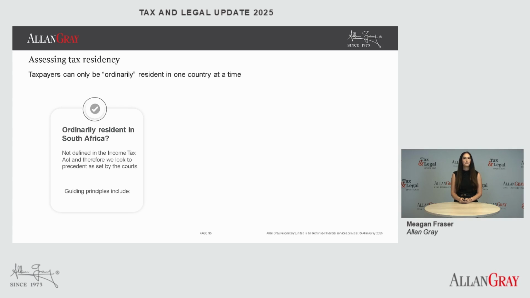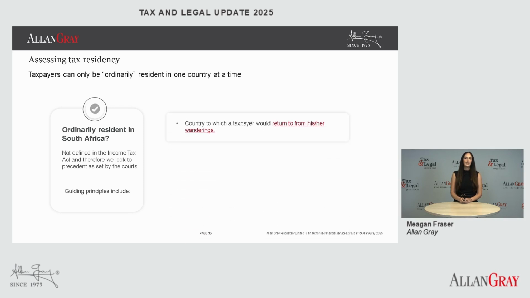The first thing to ascertain is whether or not a taxpayer is ordinarily resident in South Africa. A taxpayer may only be ordinarily resident in one country at a time, even though they may meet the definition of resident in more than one country. Put another way, a taxpayer can only have one primary country of tax residence. The concept of ordinarily resident is not defined in the Income Tax Act, and therefore we look to precedent as set by the courts. A few guiding principles as established by case law are as follows.